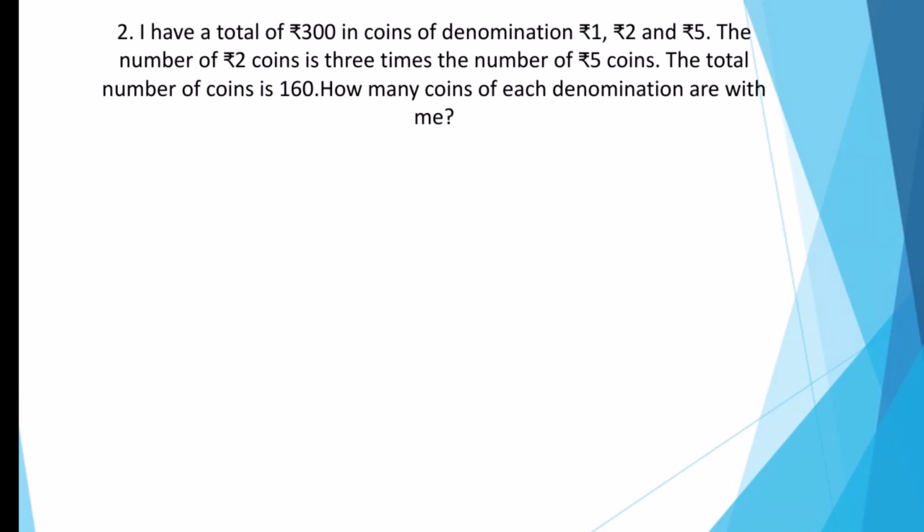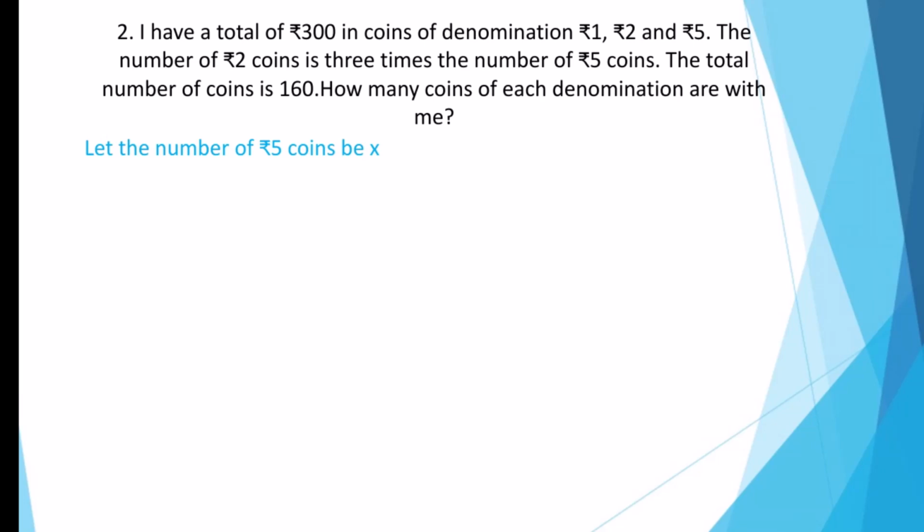Next question. I have a total of rupees 300 in coins of denomination rupees 1, rupees 2 and rupees 5. The number of rupees 2 coins is 3 times the number of rupees 5 coins. The total number of coins is 160. How many coins of each denomination are with me? First, you have to read the question. Here, we can assume the number of rupees 5 coins to be x.